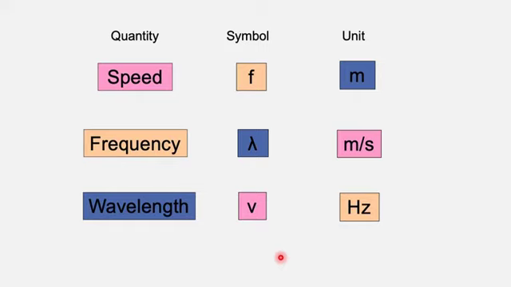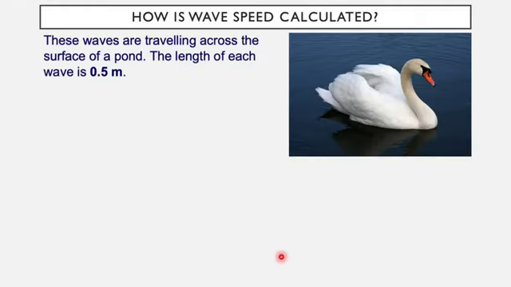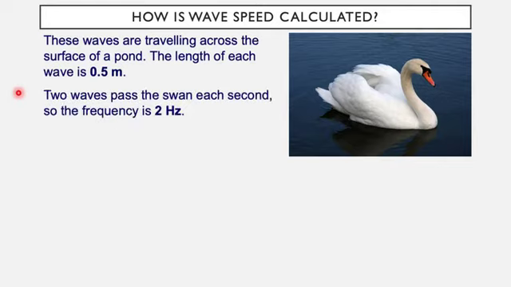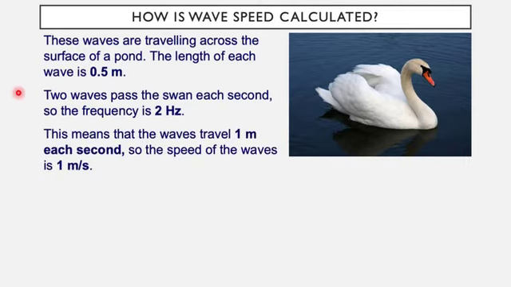Okay, hopefully you got that. Let's have a little look at an example then. So how do we calculate the speed of a wave? These waves are travelling along the surface of a pond. The length of each wave is 0.5 meters. 2 waves pass the swan each second, so the frequency is 2 hertz. So the length of the wave is 0.5 meters, and 2 of them go past the swan every second. So this means that the wave travels 1 meter each second. So the speed of the wave is 1 meter per second.